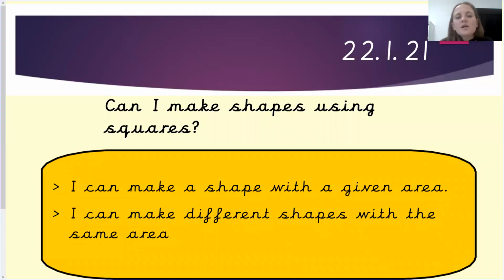So we're moving on and we're saying, can I make shapes using squares? To be able to do this, we need to be able to make a shape with a given area. So if I gave you the area, you would be able to give me a shape that has that area. And we can make different shapes with the same area. Because remember, we're counting the squares within the area. Some shapes may have the same amount of squares in them, so the area will be the same, but the shapes will be different.